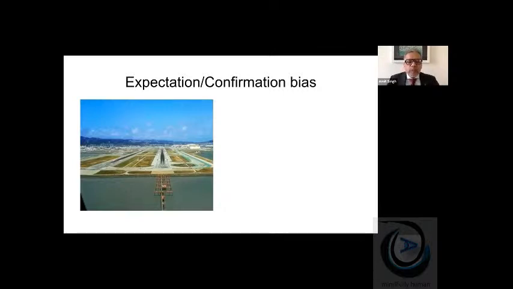Let's see. So the pilot had a mental picture of the runway looking like this, what you see on the left, because he had flown to the airport so many times. His mental picture was when he sees runway 28 right, there would be a runway on the left. That was his mental image.